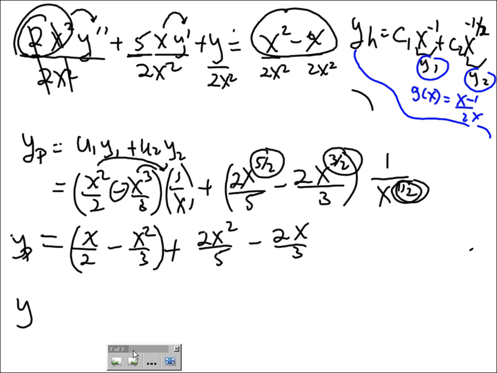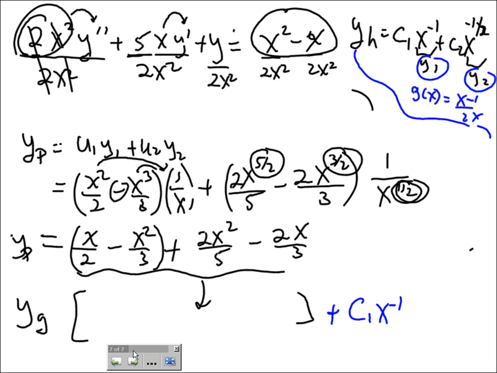If you want y general, not actually going to do it, but write that down again and then add the homogeneous, which is in the top right corner. It's c1 x to the negative 1 plus c2 x to the negative a half. And that long problem is now finished.